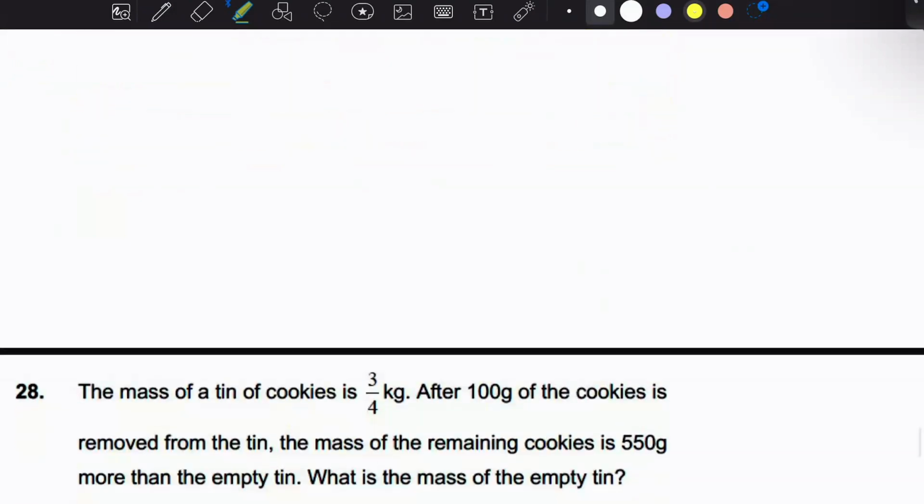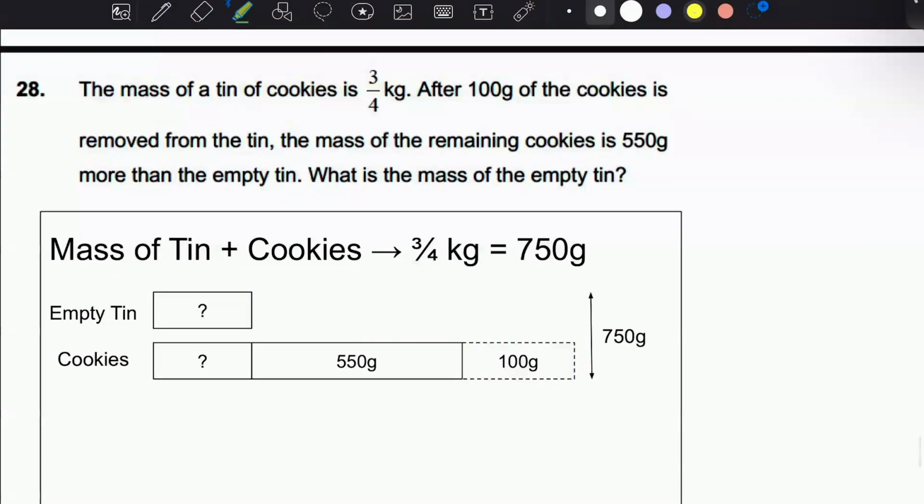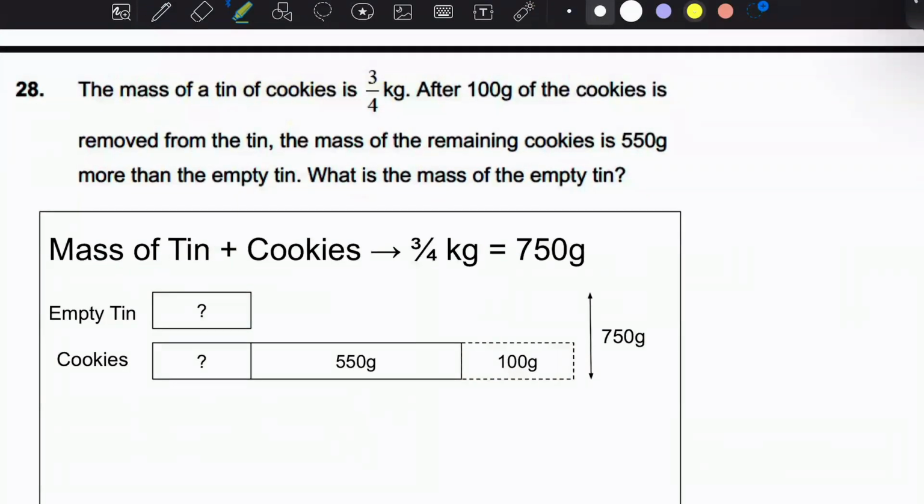Same thing. In this question also, I can draw a model so that I can visualize better. Firstly, I break down my first statement here in this question, which is 3/4 kg. Using fractions might make it harder for you to do your calculation. So 3/4 kg is simply 750 grams, right?